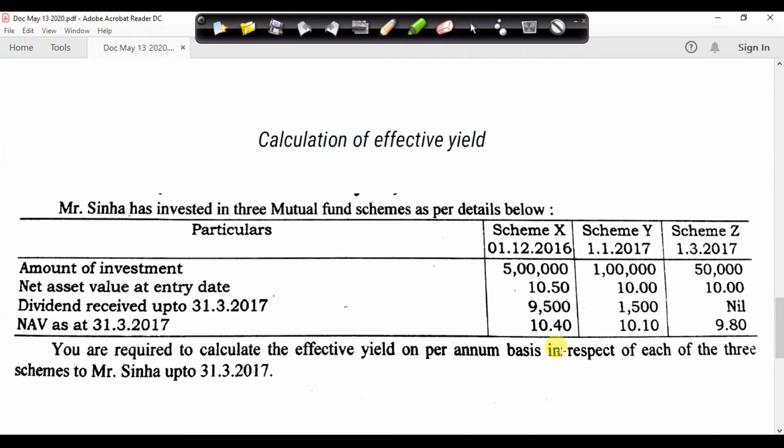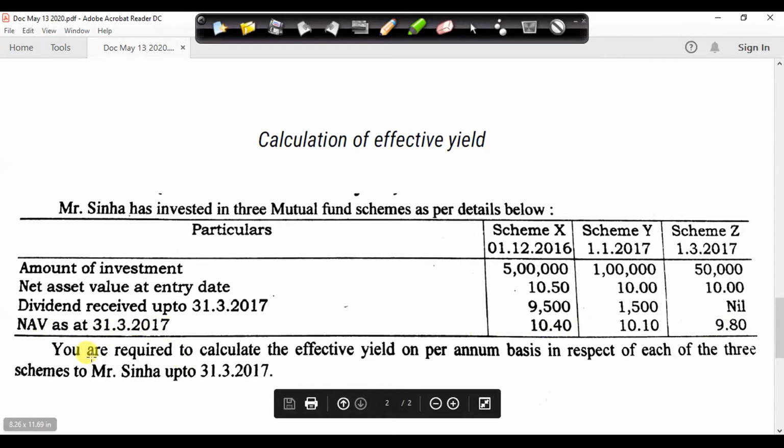So hello, now we are going to start with another sum. Mr. Sinha has invested in three mutual fund schemes as per the details below. Particular scheme X, scheme Y and scheme Z, and this is the entry date of the three schemes. Amount of investment they have given us, net asset value at entry date they have given, then dividend received up to 31st March 17 also they have given, and net asset value as on 31st March 2017 they have given. You are required to find the effective yield per annum basis in respect of each of the three schemes.